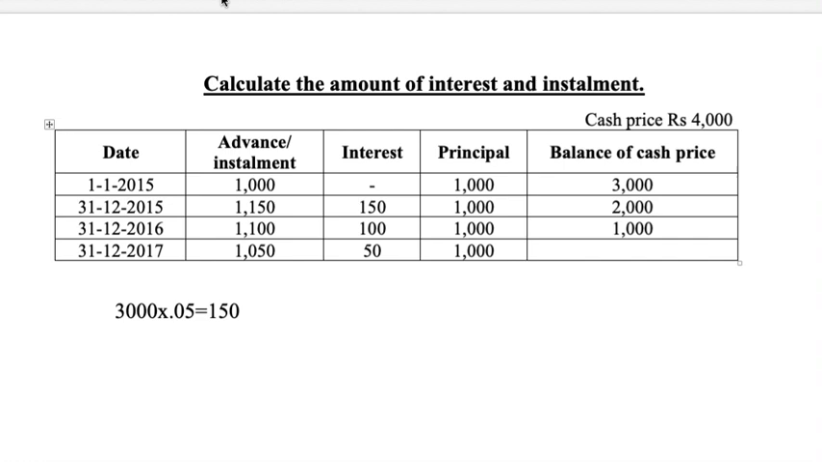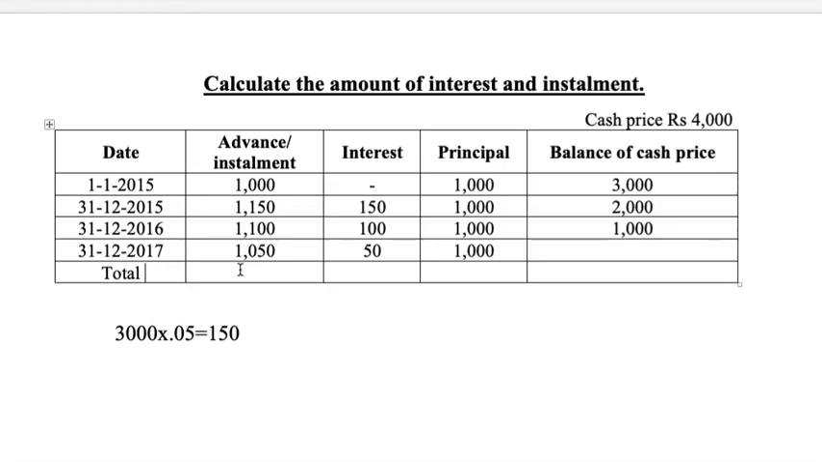Now we are going to add one more row below. We'll calculate the total amounts. If we add the total installments he is going to pay along with the advance, it is 4,300. Then the interest he is paying, 150, 100 and 50, is 300. And this is 4,000, right? And here there won't be any balance now. So this 4,000 principal amount plus 300 rupees of interest is equal to the total amount he is going to pay, that is 4,300 rupees.